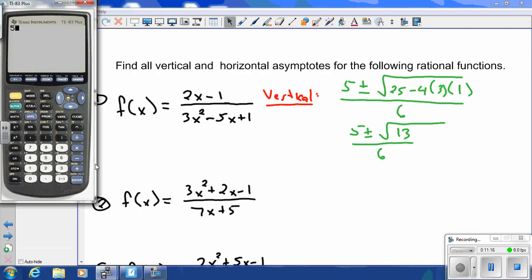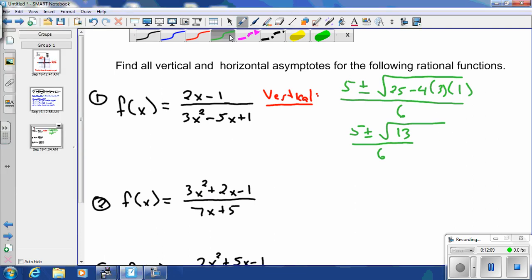So we'll type in 5 plus the square root of 13. I'm going to double up the parentheses so I can do this all in one shot, so the numerator is all in one parenthesis, and I'm going to divide that by 6. So there's one answer. The other answer I get by replacing the plus sign with a minus sign. So those are my 2 locations where there will be vertical asymptotes. One of them will be at x equals 0.23. The other one will be at x equals 1.43.